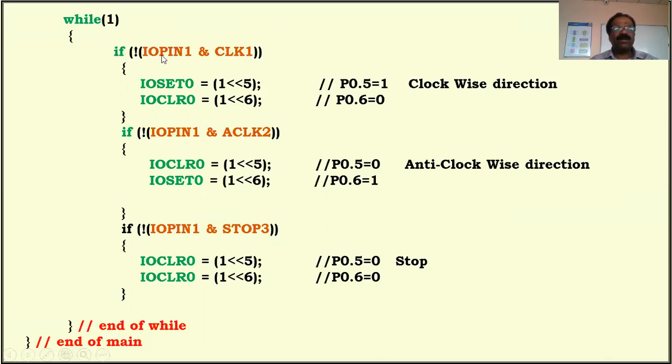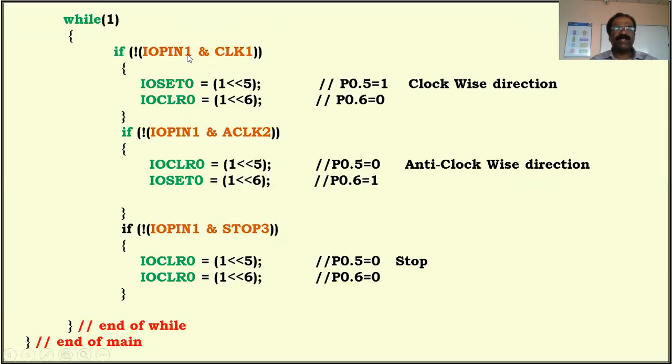By default, all the switches are open. S1, S2, S3 all are open. Open means that it is high. Here it's also high. 1 into 1, high into high, becomes high. It will replace this expression with true if the switch is open. The switch is open means 1, 1 into 1 is 1, and 1 is nothing but true. Not true is false, so it won't execute this. If the switch is not pressed, it won't execute this.